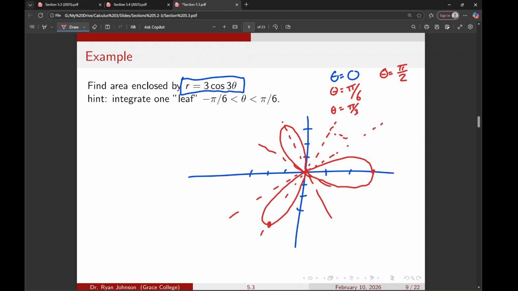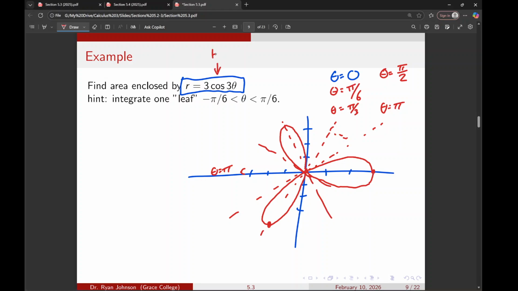And when does it come back to where it started? By the time it gets to pi. When theta equals pi, then cosine of 3 theta is cosine of 3 pi, which is the same as cosine of pi, which is negative 1. So when you're over here at theta equals pi, you're actually not here, you're negative, and so you go over there. So this is the problem when you have r functions that can go negative.